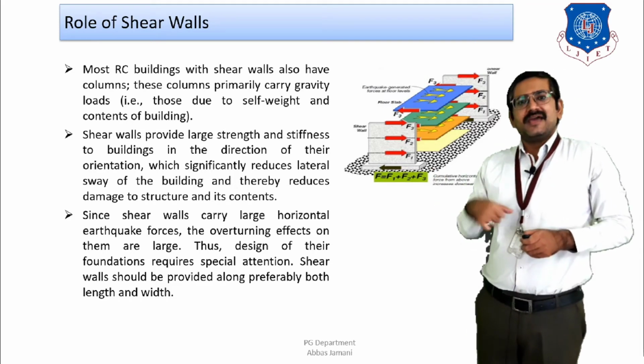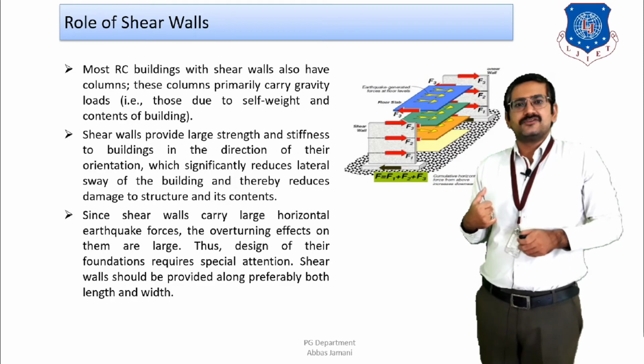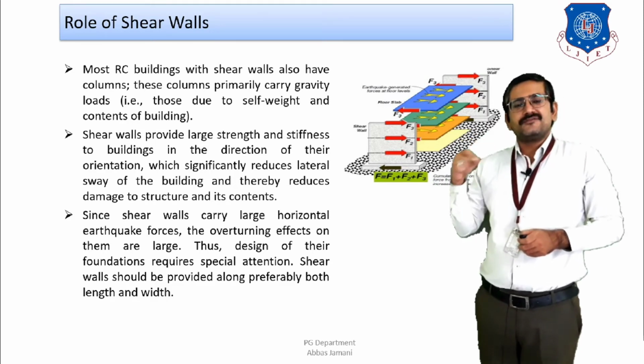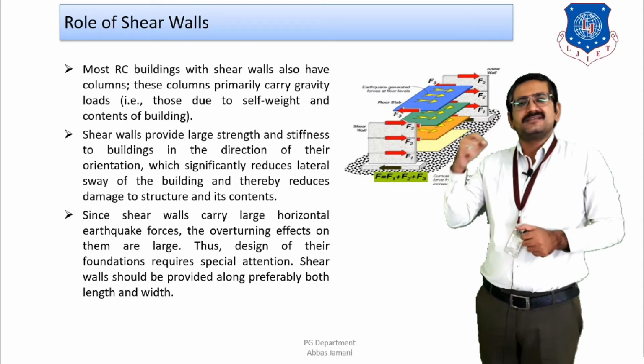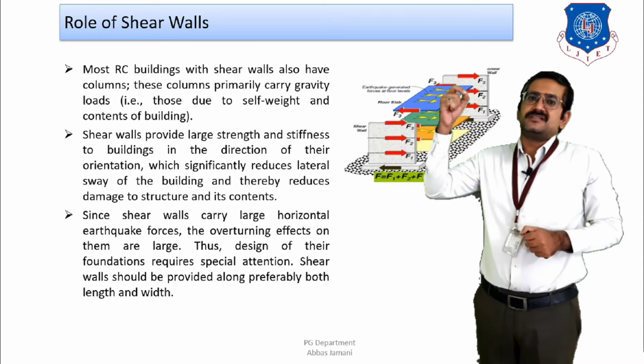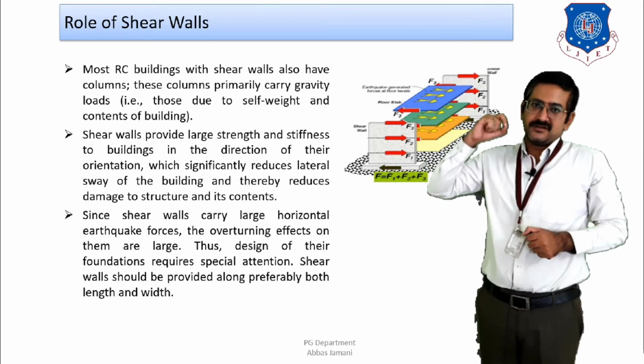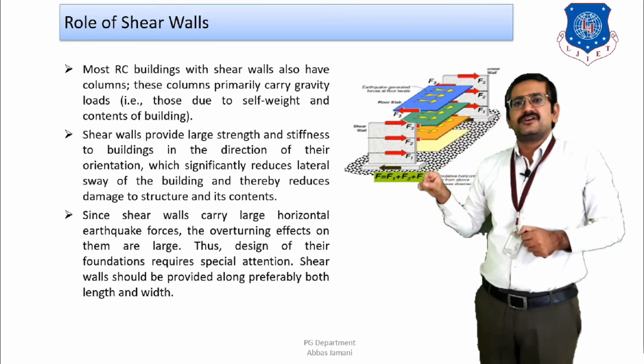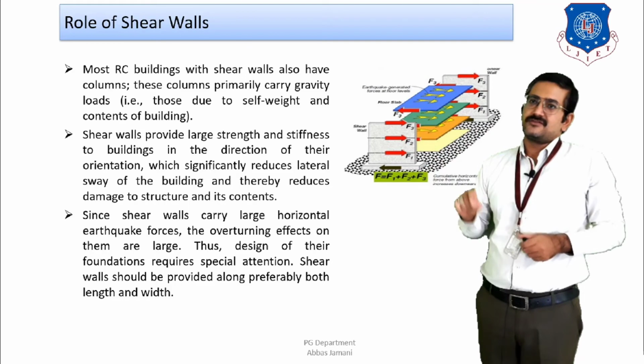And as we have seen in the earlier cases, when the horizontal forces are distributed, the maximum base shear is accumulated towards the ground story and the minimum base shear value is accumulated towards the top, right? So the ground story is going to have a higher percentage of reinforcement in the case of shear walls as well.